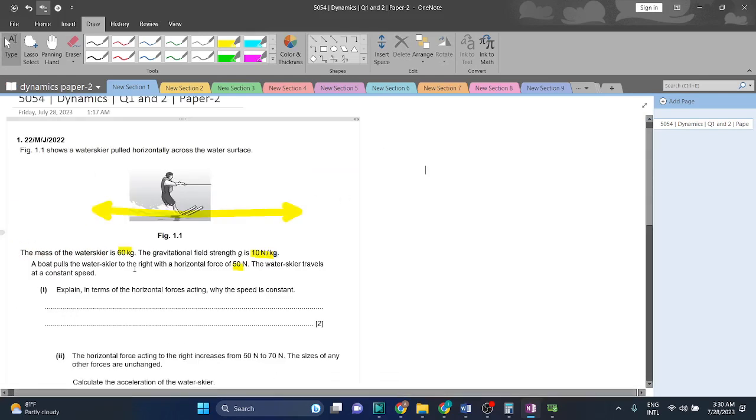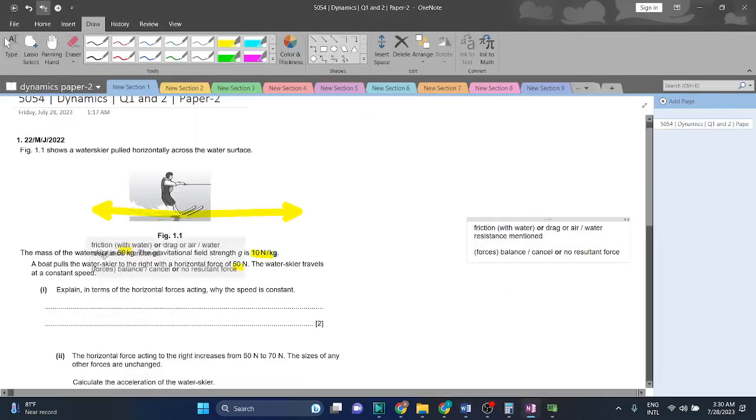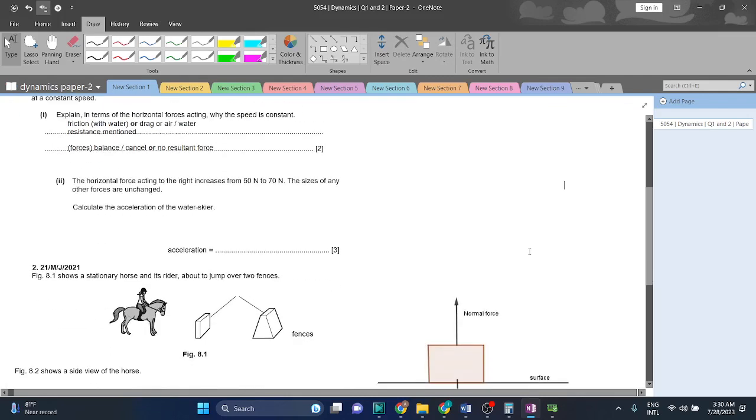So let's see. Explain in terms of horizontal forces acting while the speed is constant. The forward force is equal to the backward force. Forces balance, no resultant force, friction with water or drag mentioned. So this is the right answer. Whatever the driving force is, it must be equal to the friction created by the water.